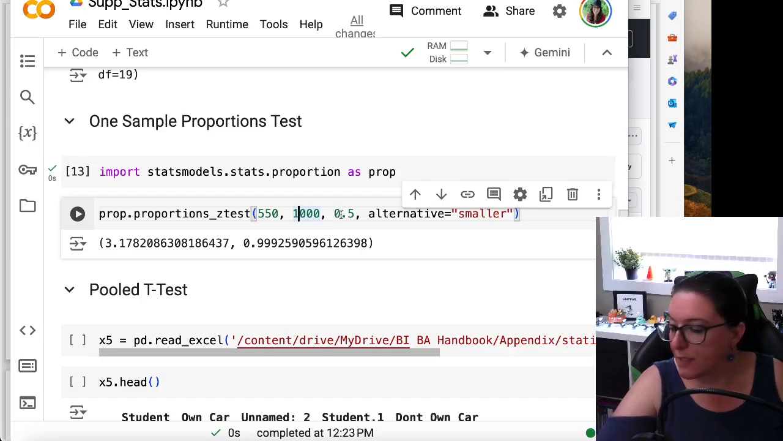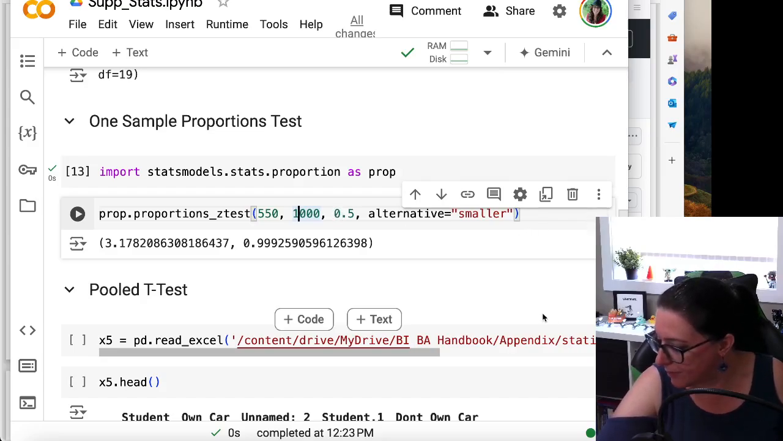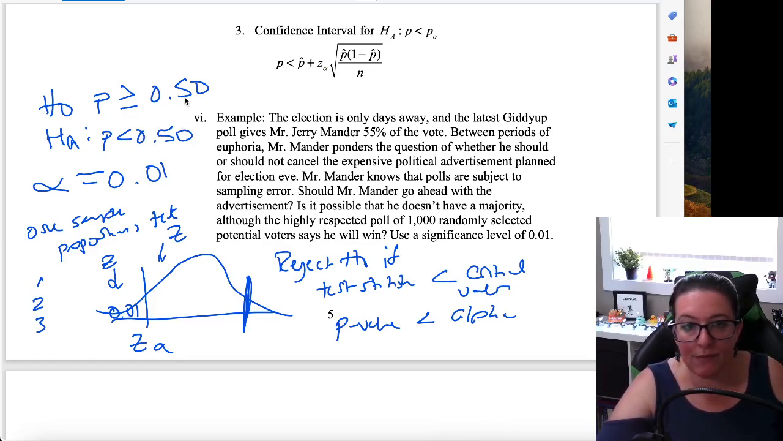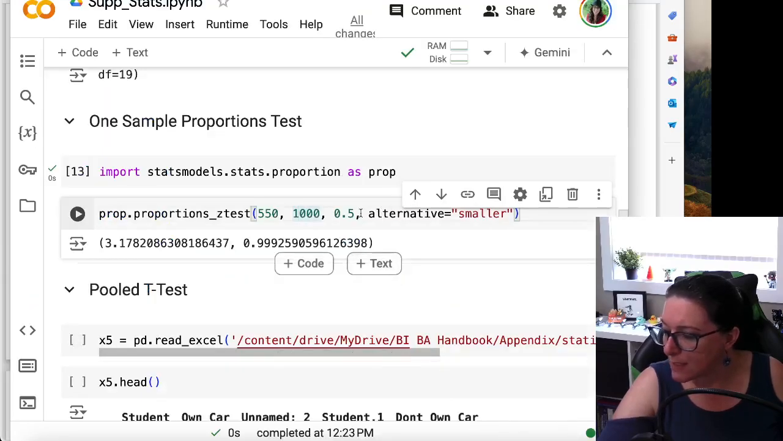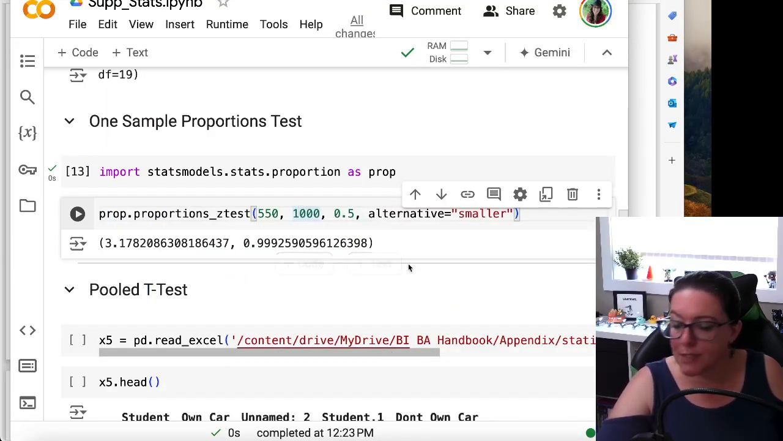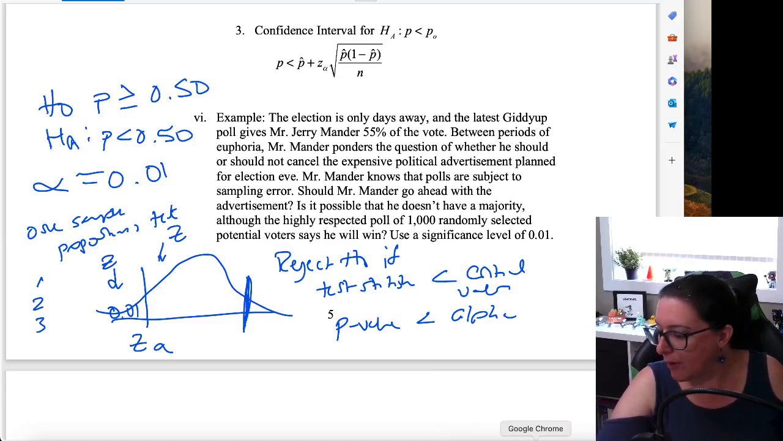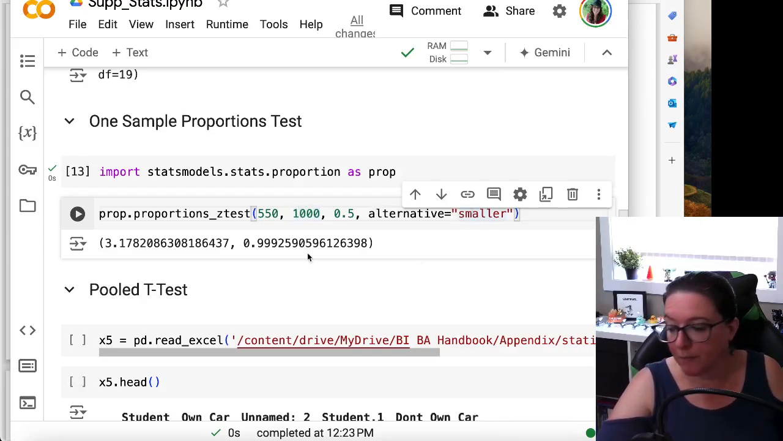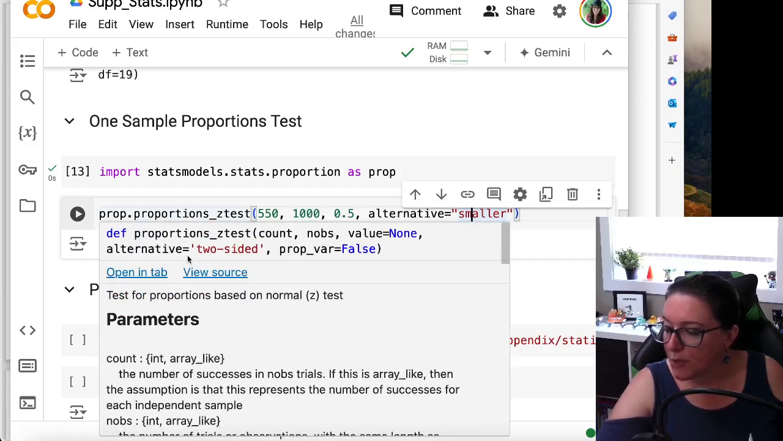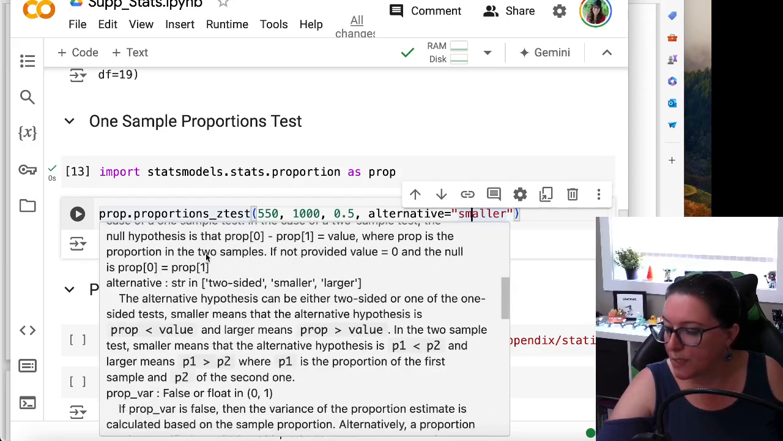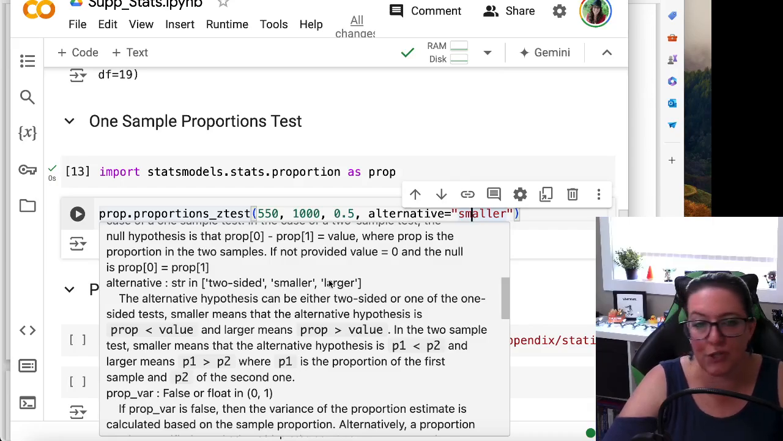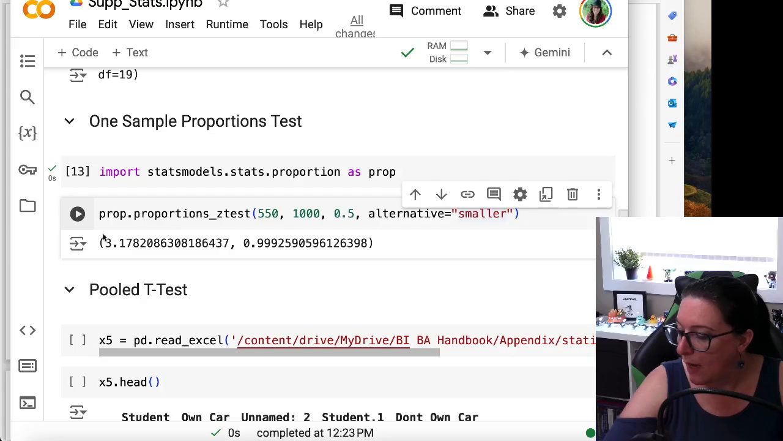The null and alternative hypothesis compare the proportion to 50%, so we specify that in our formula as the next piece, 0.5. And then we have a one-tailed test because recall we are looking at an alternative of the proportion being less than 50%. So I would put alternative equals smaller. Anytime you're doing alternatives, the default is two-sided. If you don't specify, always check, because the language is different with different tests. This one is smaller and larger. Some are greater and less. Sometimes they have different terminology that they've been coded for. We want a left-tailed test, so we're going to go smaller. And then we run it.